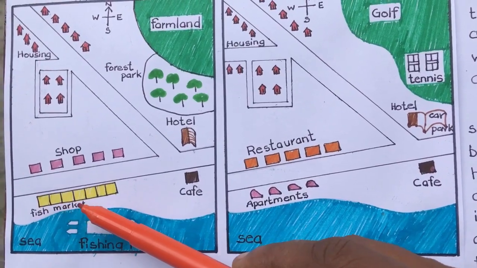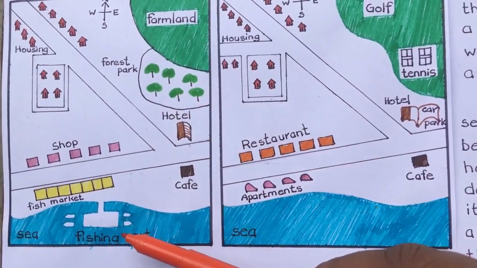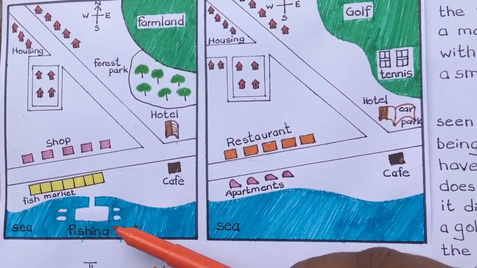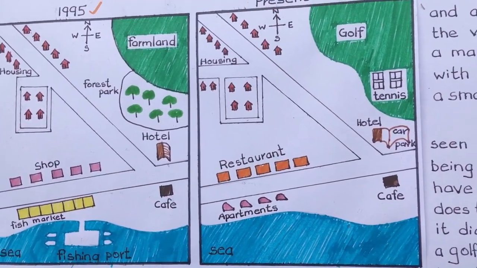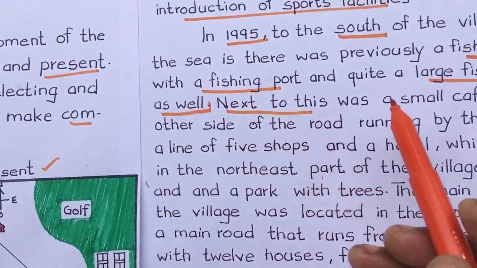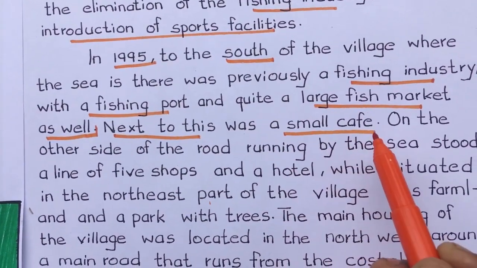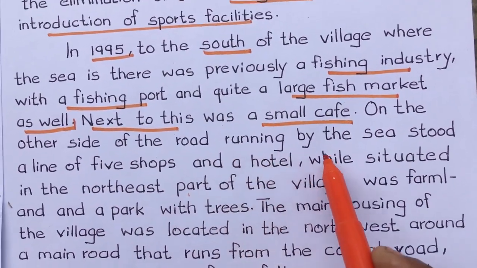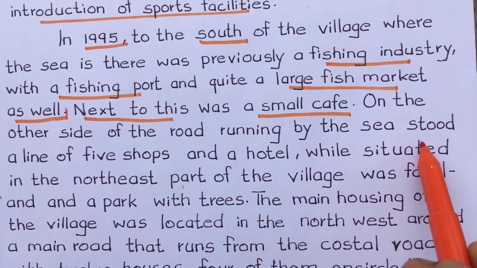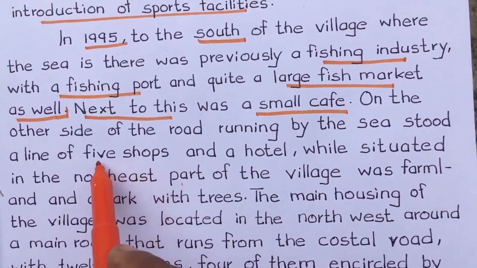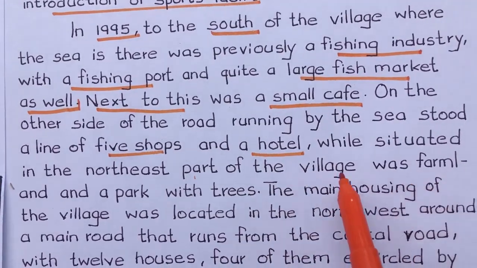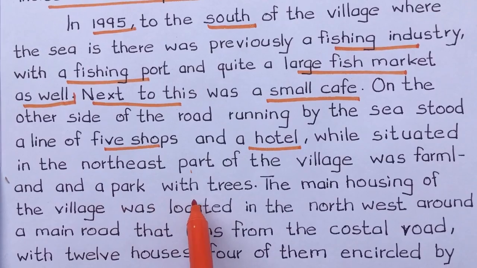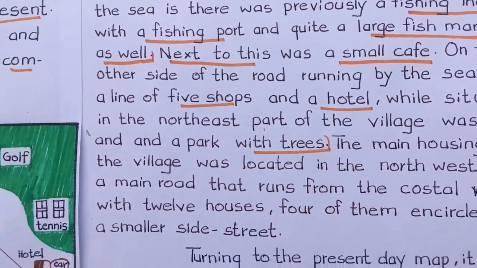So this was the first evident observation you can see in this map. Let's move to the next. Next to this there was a small cafe. On the other side of the road, running by the sea, stood a line of five shops and a hotel, while situated in the northeast part of the village was farmland and a park with trees. So let's move to the diagram again.